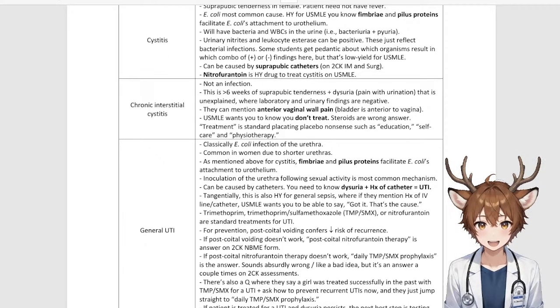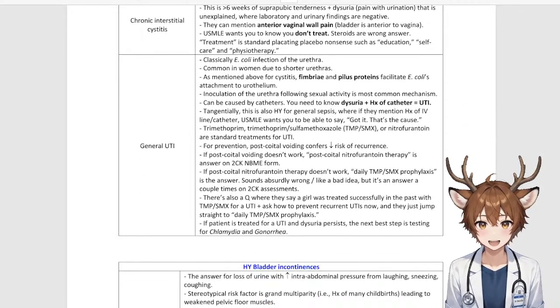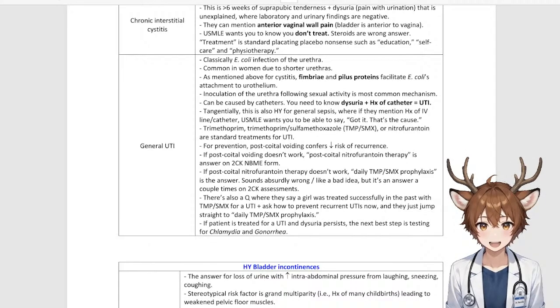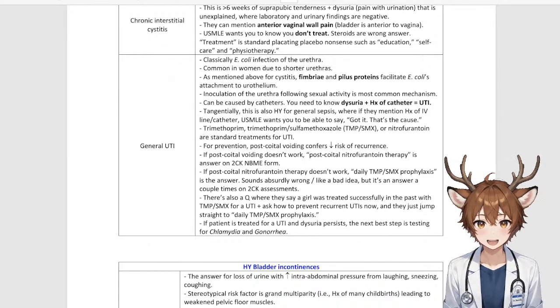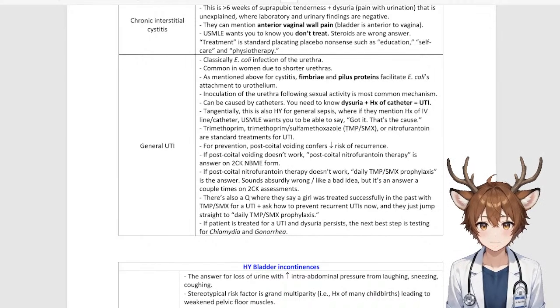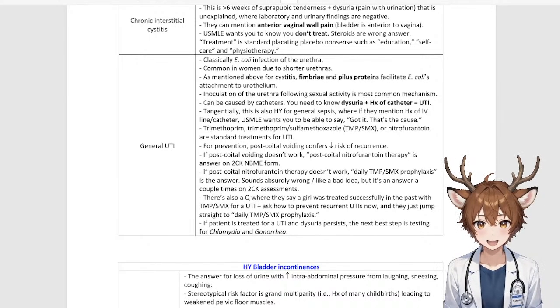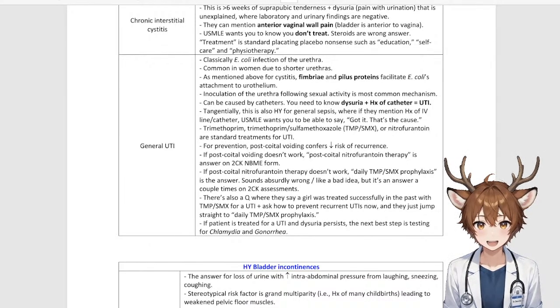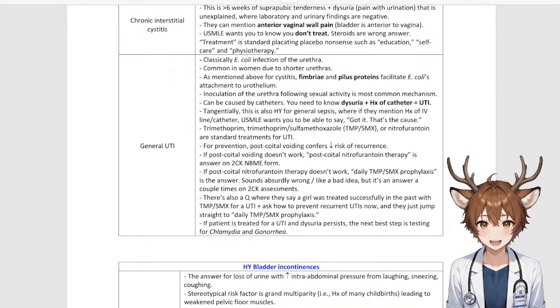What about general UTI? Classically an E. coli infection of the urethra, common in women due to shorter urethras. As mentioned above for cystitis, fimbriae and pilus proteins facilitate E. coli's attachment to the urothelium. Inoculation of the urethra following sexual activity is the most common mechanism, and it can be caused by catheters. You need to know dysuria plus history of catheter equals UTI. Tangentially, this also is high yield for general sepsis, where they mention a history of IV line or catheter. USMLE wants you to be able to say, got it, that's the cause. Trimethoprim and trimethoprim-sulfamethoxazole, TMP-SMX, aka Bactrim, or nitrofurantoin are standard treatments for UTI.